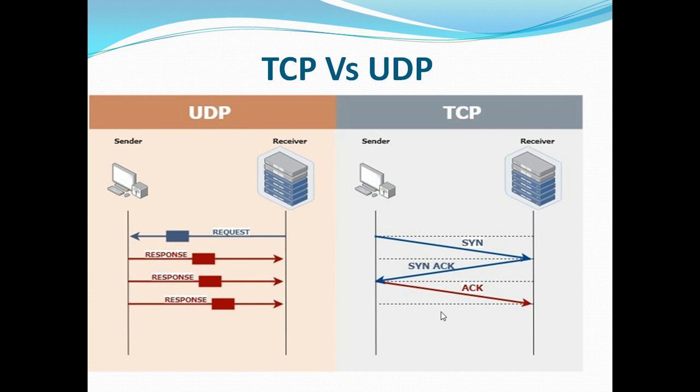Okay, see here, this diagram will explain the difference between UDP and TCP. The first diagram is for UDP and the second diagram is for TCP. See the UDP here, a receiver will send a request to the server and the response will be sent back. And see that without any time gap, three responses have been sent to the receiver, because the sender doesn't know whether the receiver has received the request or not.